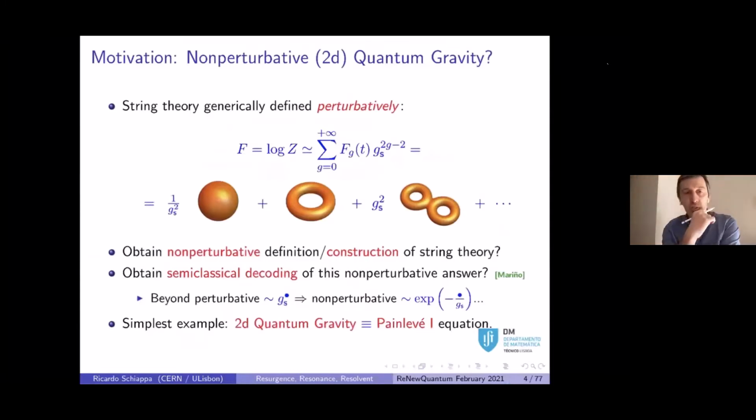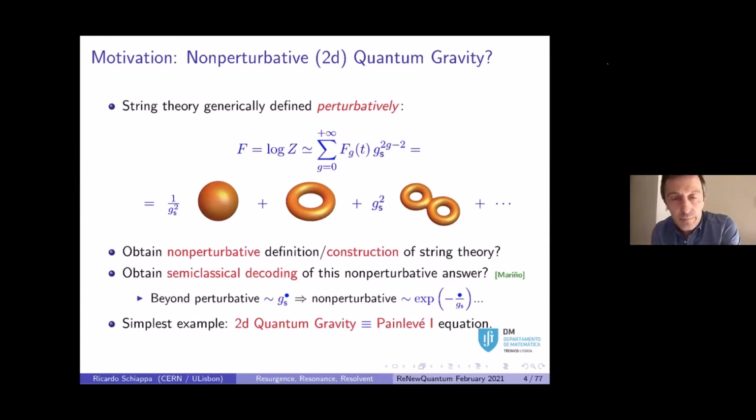So the motivation for our work is basically how can we get a handle on non-perturbative quantum gravity? The best shot we have at trying to do that is to use string theory. But string theory is generically defined perturbatively. So if I look at the free energy, which is the log of the partition function, it's a power series in the string coupling. It's the usual sphere plus torus plus 2-torus plus so on. And these F_g grow factorially fast, (2g)!. So this power series is divergent.